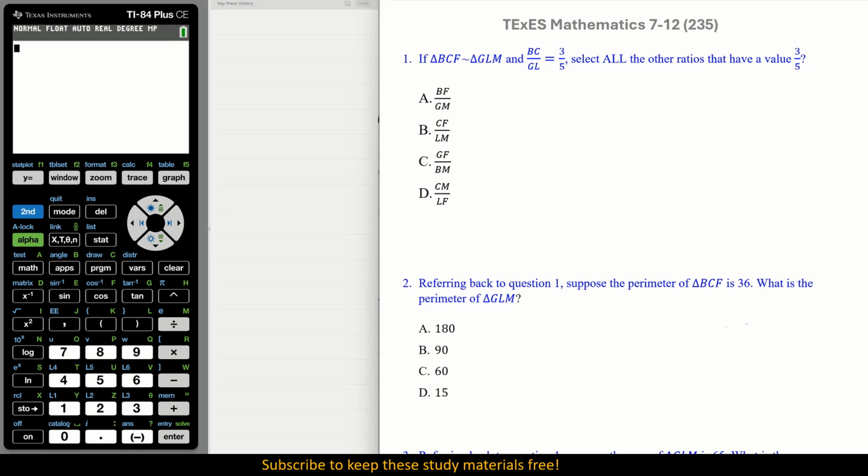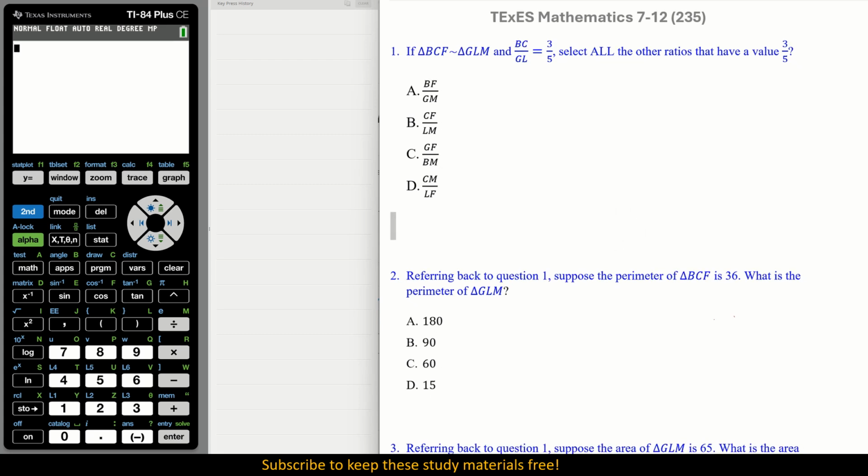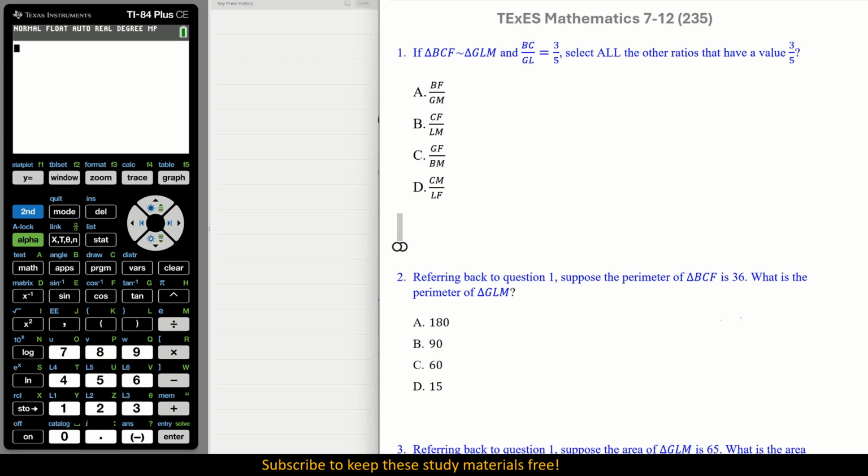Let's say a problem is written correctly, the way it should be. That means we have this comparison. Look here: our first one is BC, that's our numerator. And the first two letters are actually the length of that triangle.